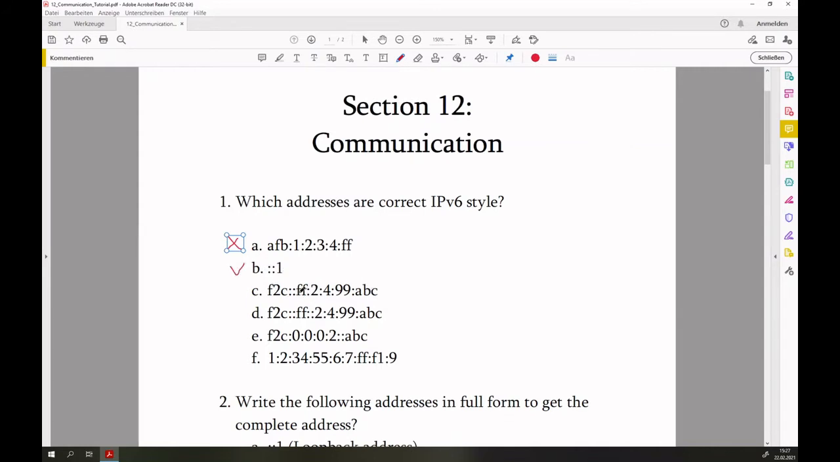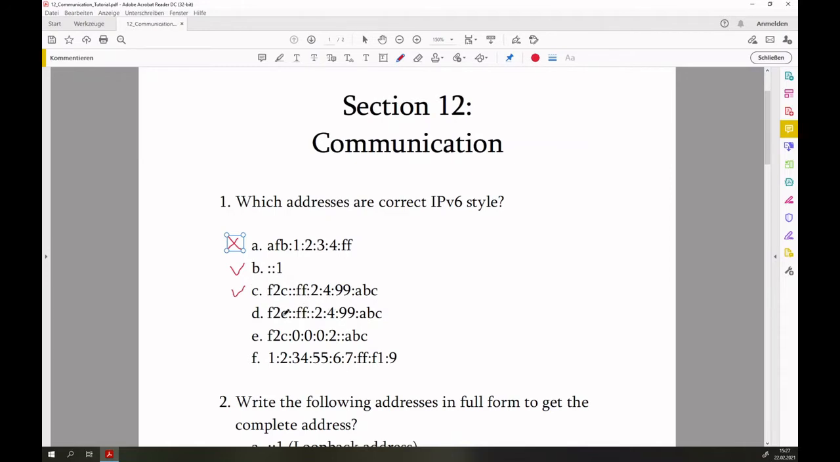Let's have a look into here. So we have 1, 2, 3, 4, 5, 7. This is a zero. It doesn't matter how many zeros you have. So therefore, this is a correct address because you replace the zeros with one. So in this case, it's just one block, which is replaced, but it's correct.